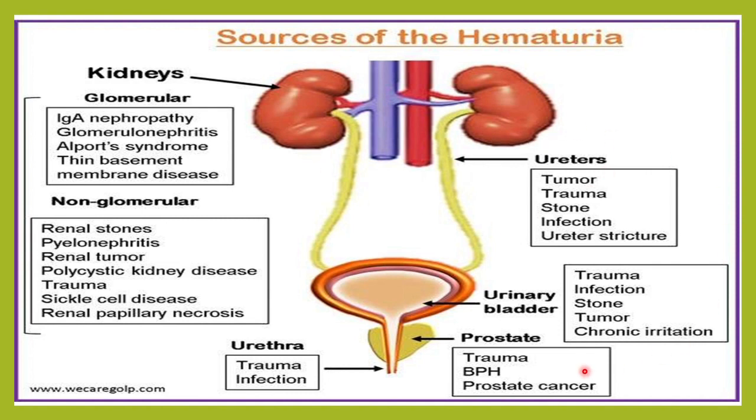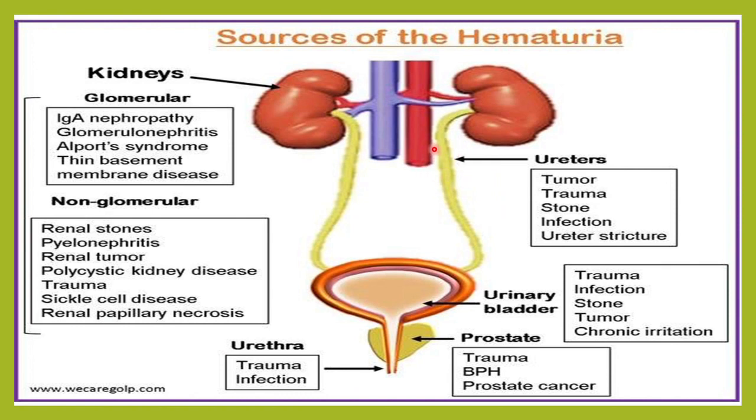Renal, extra renal. So the causes which are related to the kidney could be because of IgA nephropathy, glomerulonephritis, Alport syndrome, thin basement membrane disease, etc. Non-glomerular could be because of renal stones or because of an infection, pyelonephritis, renal tumor, polycystic kidney disease, sickle cell disease, renal papillary necrosis.